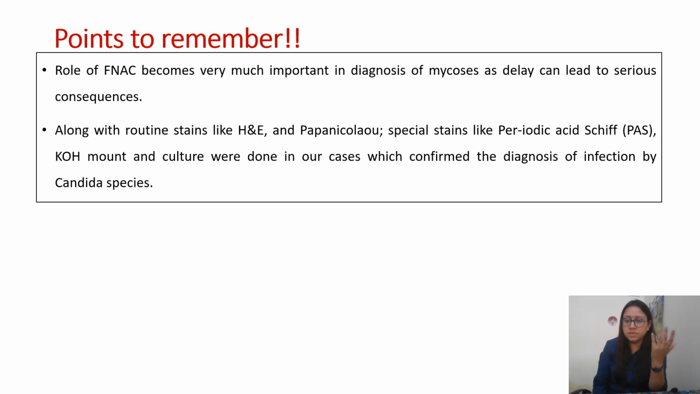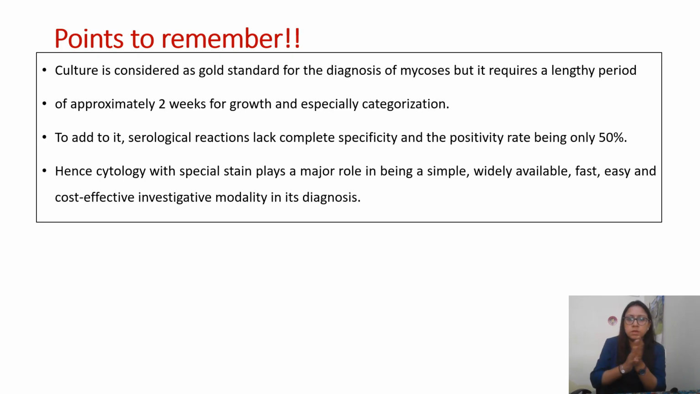So see the role of FNAC and how important it is. If we delay the diagnosis of such a fungal infection, it can lead to serious, grave consequences. Along with the routine H&E and the PAP stain, special stains like periodic acid Schiff and KOH mount, which we do for fungus, culture, and then Gram stains, are important to highlight these organisms. Culture is obviously the gold standard, but its deficit is that it requires a lengthy period, approximately 2 weeks to grow and categorize.